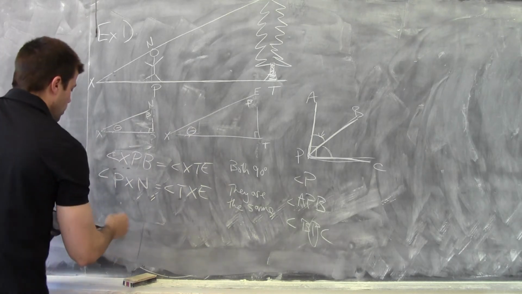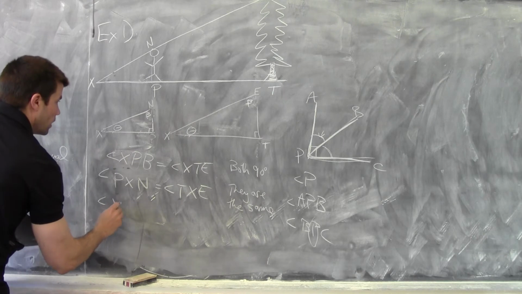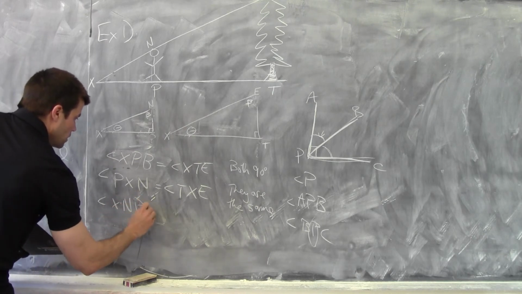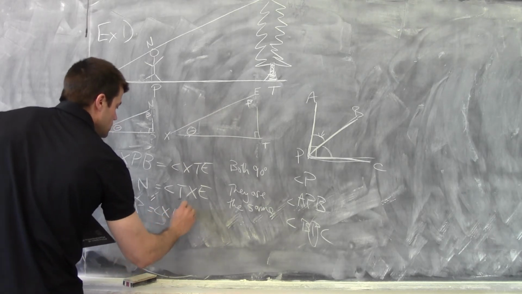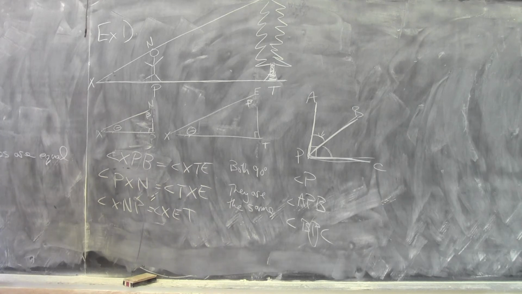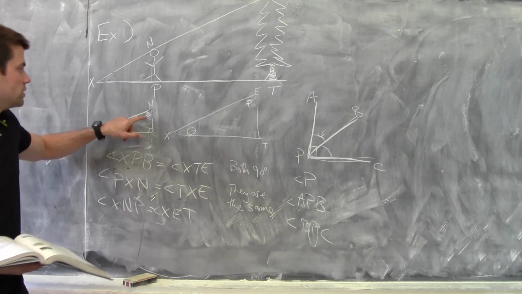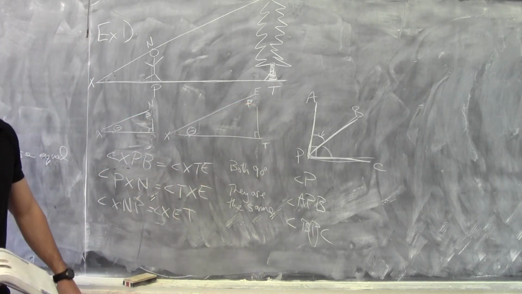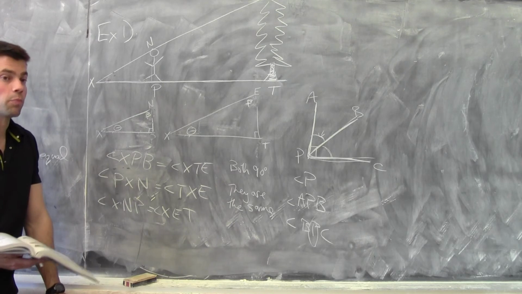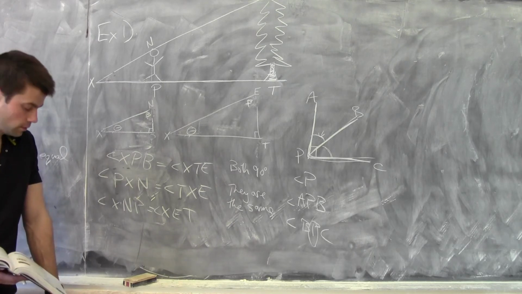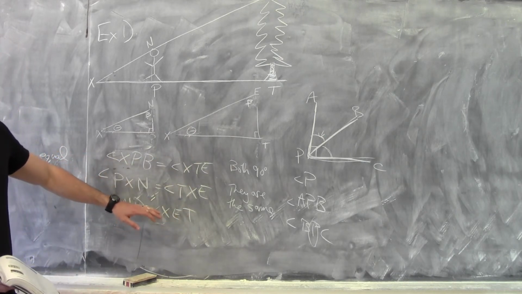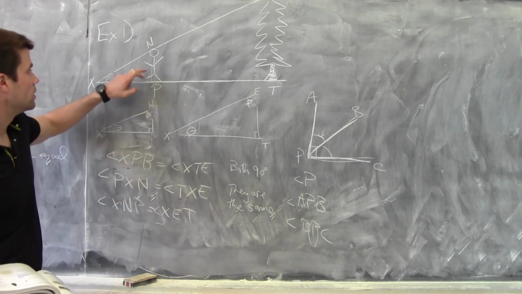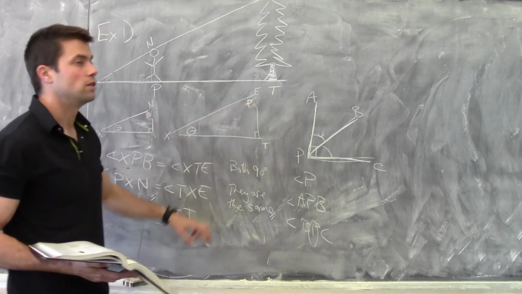All right, and then the last one, angle XNP is equal to XET. Okay? How do we know these two are the same? Daniel, how do we know this angle is equal to this angle? They're the same triangle. They're similar triangles. Yeah, that's what we're trying to prove. We're trying to prove that by telling us all the angles are the same, so you can't jump to that conclusion.